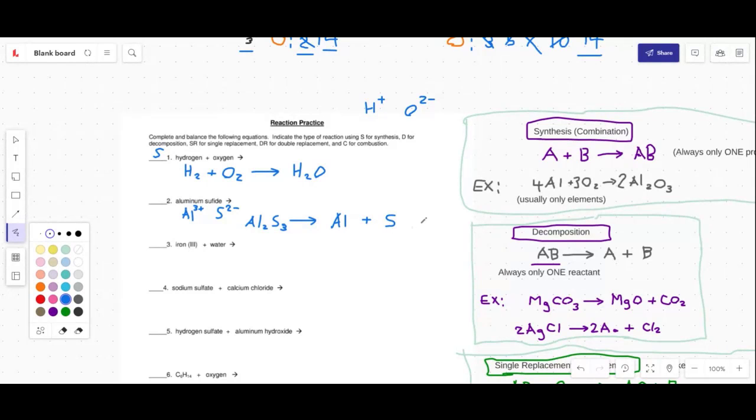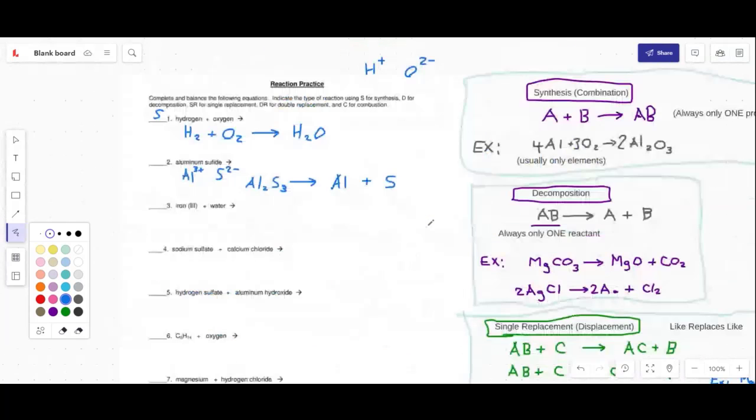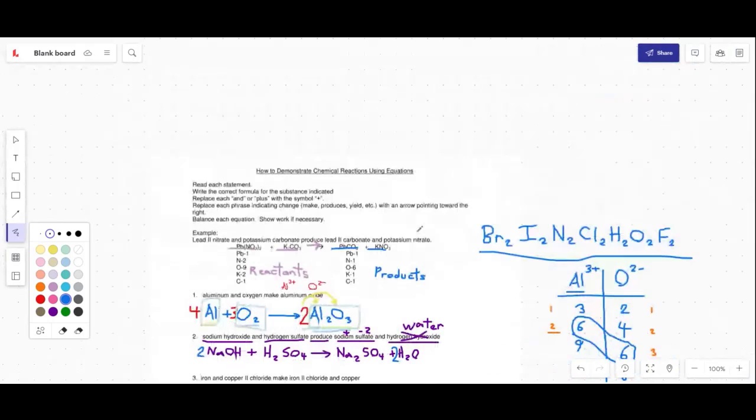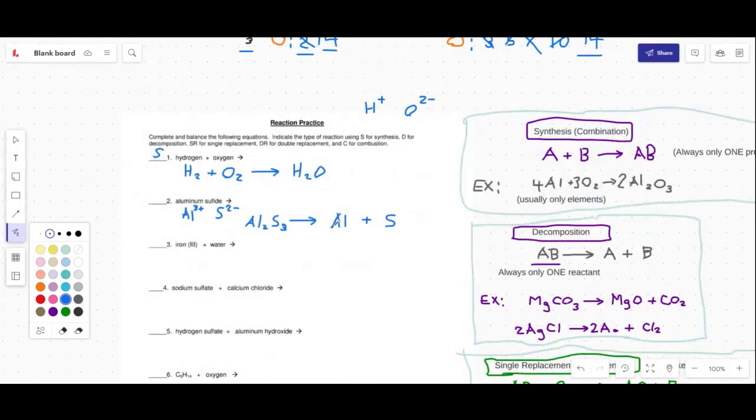Now, is aluminum or sulfur one of these guys, the Brinkelhoff elements? No. So in that case, I can just write Al and S. And then balancing that is super easy. I just put a 2 in front of Al and a 3 in front of S, giving 2 aluminum atoms and 3 sulfur atoms. Very good.